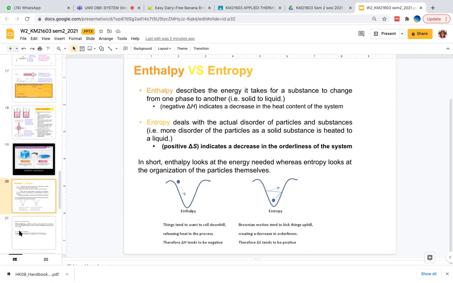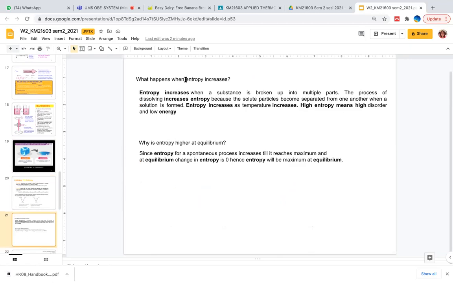So what happens when entropy increases? Entropy increases when a substance is broken up into multiple parts. For example, when your solid ice turns to liquid or gas, the molecules are no longer stuck together, so your entropy increases. The process of dissolving increases entropy because solute particles become separate from one another when a solution is formed.